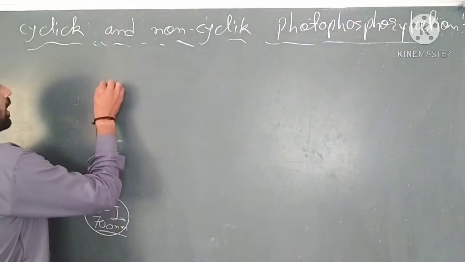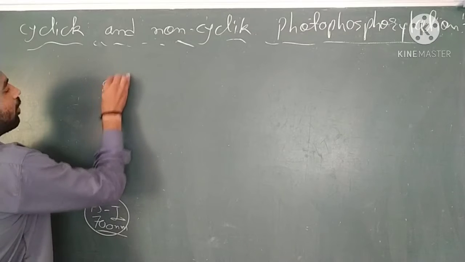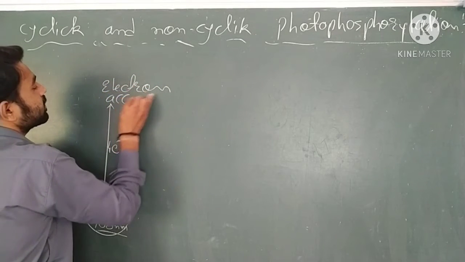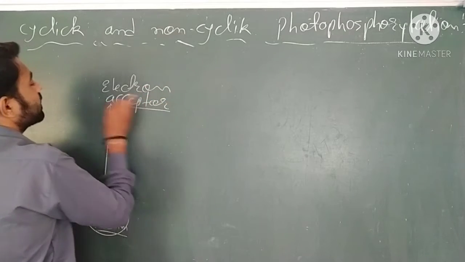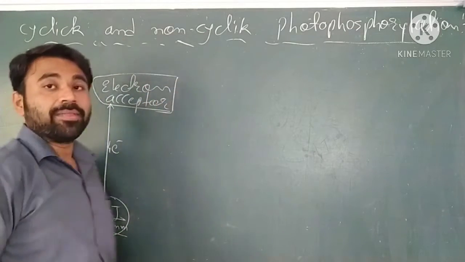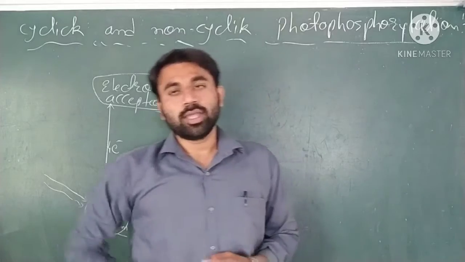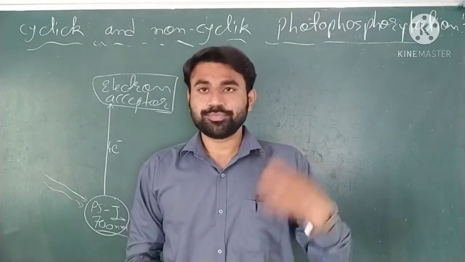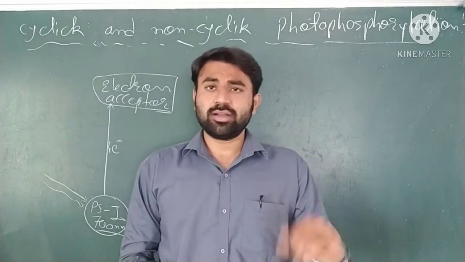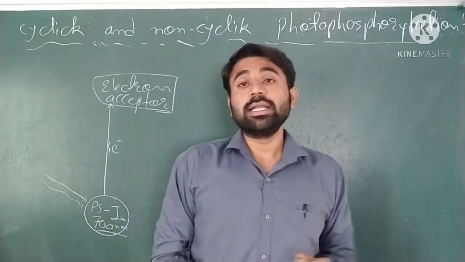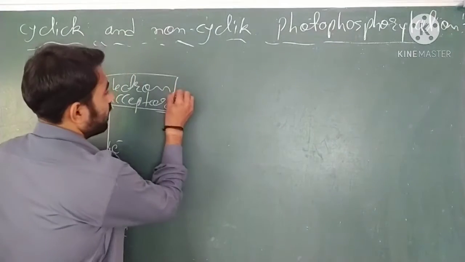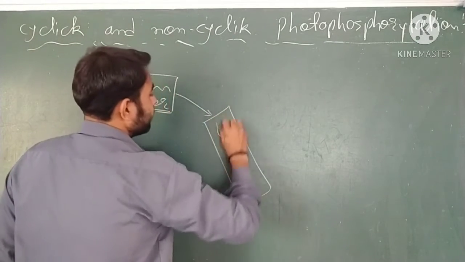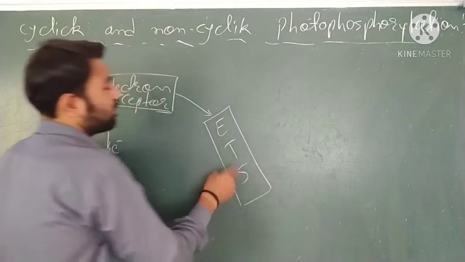This electron is accepted by electron acceptors. They receive the electron, and then they undergo their own redox. They receive the electron and reduction happens, and they release the electron and give this electron to a different ETS, electron transfer system.